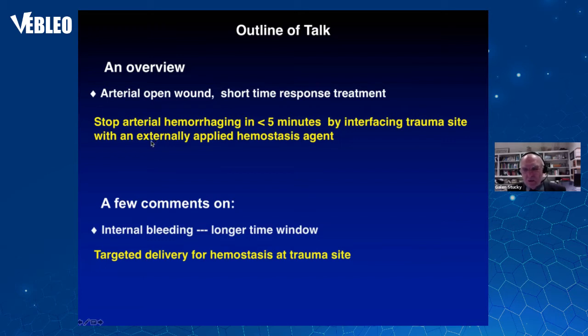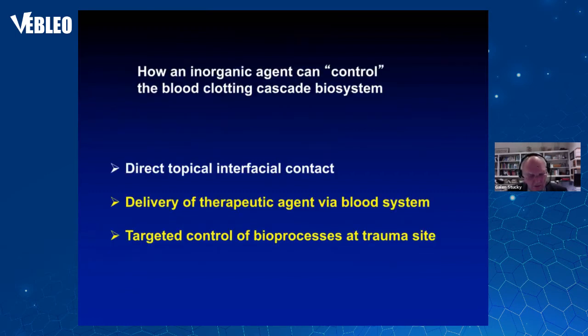There's really two categories here. Arterial open wound means it's something that would be treated, as I show on the next slide, by compression directly. Internal bleeding, that's a much tougher problem, in which case you have to use targeted delivery for a hemostasis agent that will go to the trauma site without initiating any clotting or hemostasis before it gets to the clotting site.